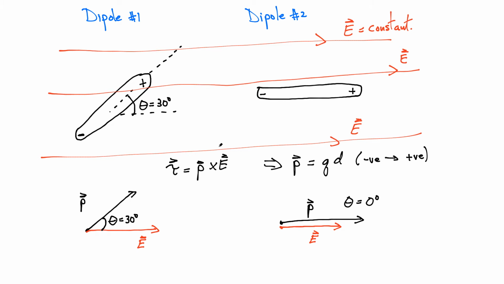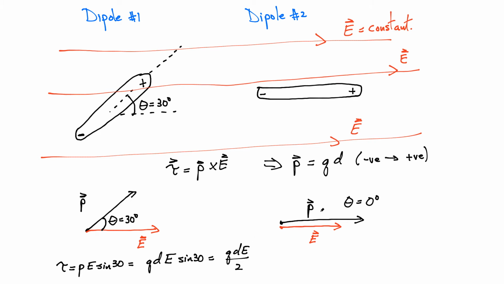So if we apply our torque equation and we want to find how big the torque is, let's just look at the magnitude of the torque. The magnitude of the torque will simply be P E times sine of 30 degrees. So that's Q times the distance between the positive and negative charge times the magnitude of the field, and sine of 30 degrees. Okay. So one last step, QDE divided by 2.